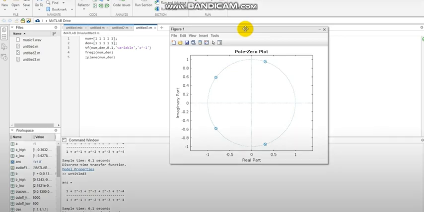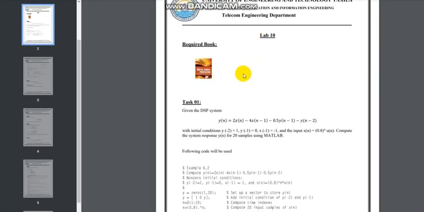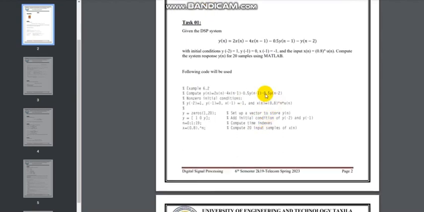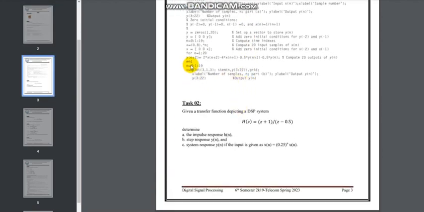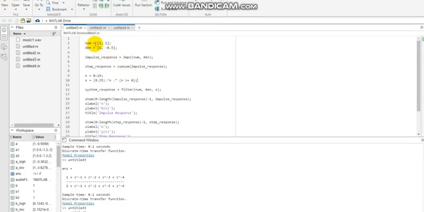Now moving on, we have the next lab, which is lab 10. We need to perform DSP system tasks. We have been assigned some tasks, and we need to just write and run them, but for some we need to generate codes. In this task 2, we need to generate an impulse response of the system and a step response from the numerator and denominator values given to us.